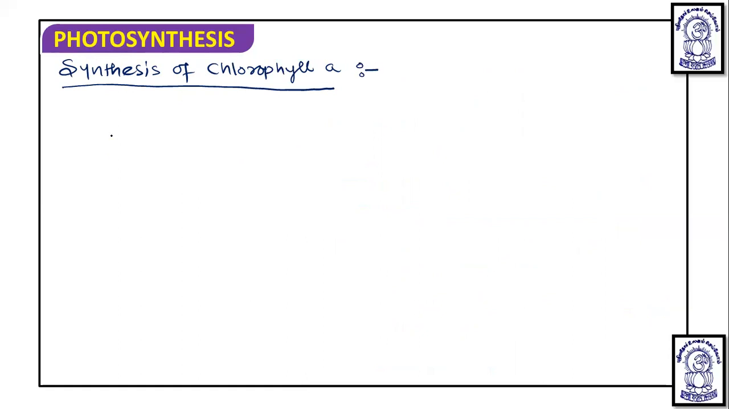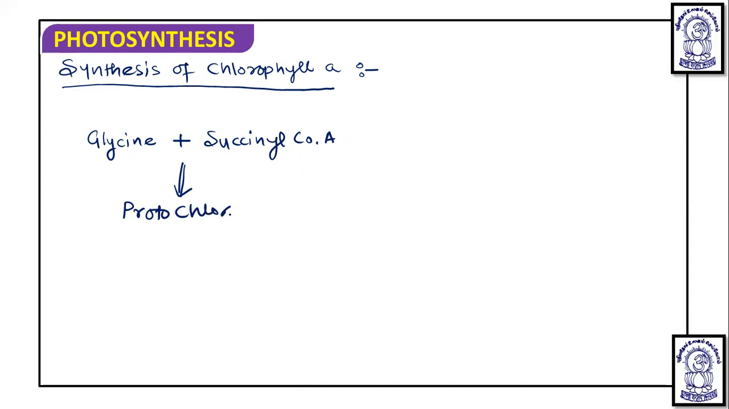Synthesis of chlorophyll A: there is glycine plus succinyl coenzyme A. Now, when glycine and succinyl coenzyme A act as precursors, they react, and by reaction of these two, they form a substance which is known as protochlorophyll, or we can say protochlorophyllide.